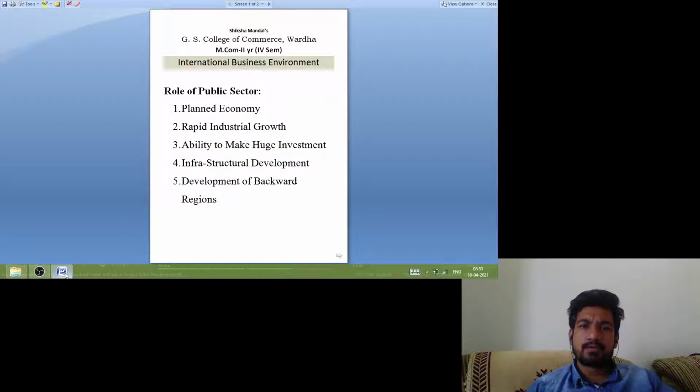The third one is the ability to make huge investments. Public sector units are very big organizations. If you think about LIC, it is one of the biggest organizations, which offers loans to the central government. They have huge capital which the government uses for different development projects. So they have the ability to make huge investments in different sectors with the help of the government. The fourth is infrastructural development.